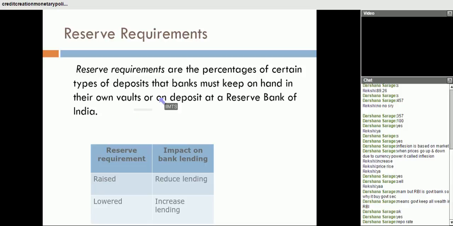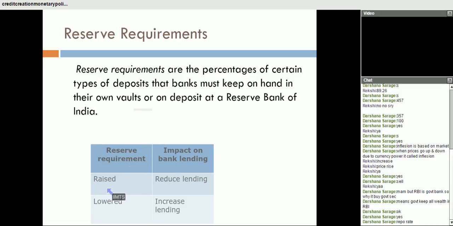Now reserve requirements. Reserve requirements are the percentages of certain types of deposits that banks must keep on hand in their own vaults or on deposit at the Reserve Bank of India. This is for the cash reserve ratio. And sometimes you hear about the repo rate: the central bank has decided to lower the repo rate by 2%. So that is this only, reserve requirement.